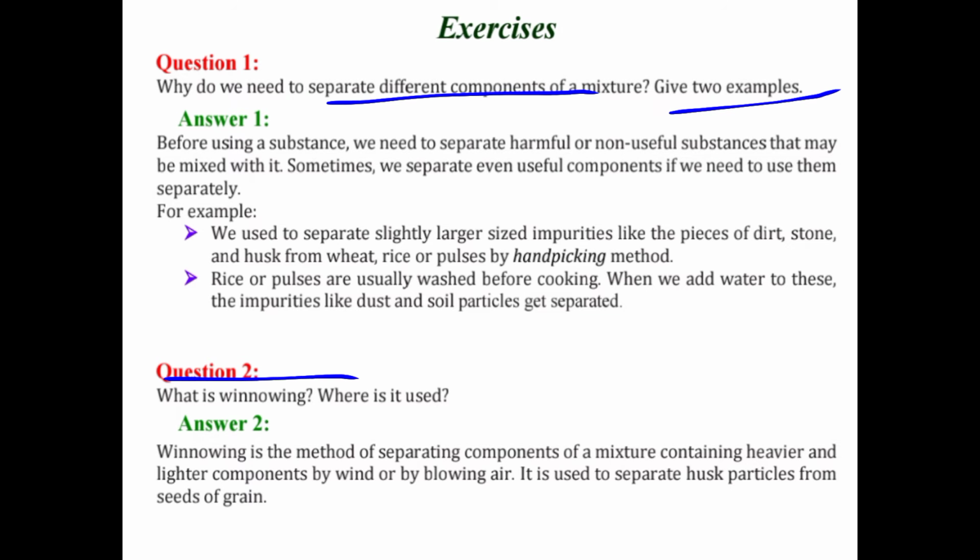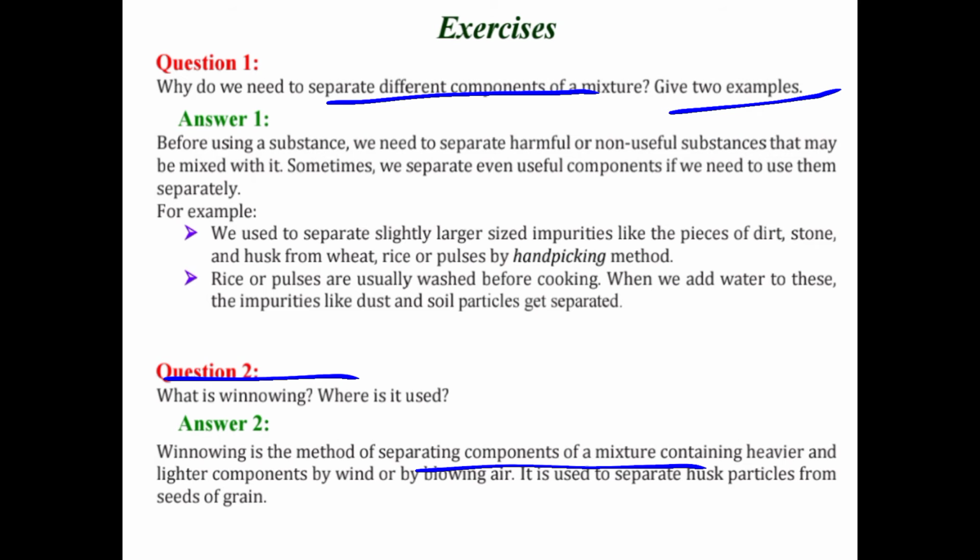Question number 2 is, what is winnowing, where is it used? You know that we have already talked about what winnowing is. Winnowing is a method of separating components of a mixture containing heavier and lighter components by blowing wind. We take a pan made of wicker or plastic material, and with the help of wind, we try to separate the husk, the lighter particles, with the help of blowing wind. That is called winnowing.